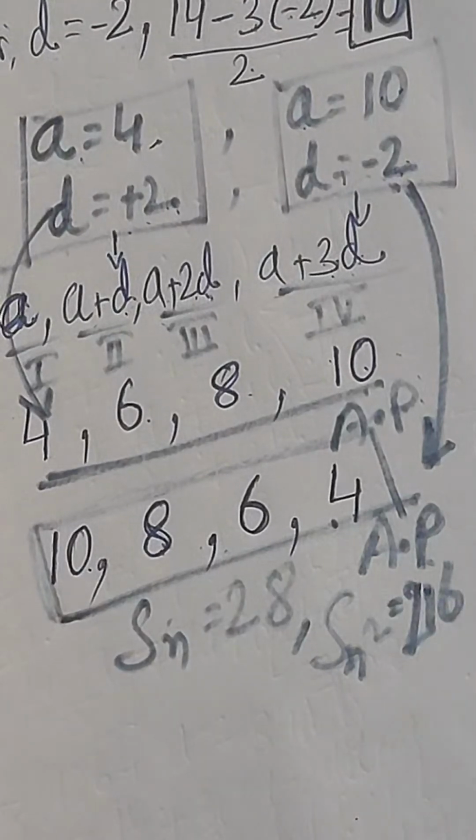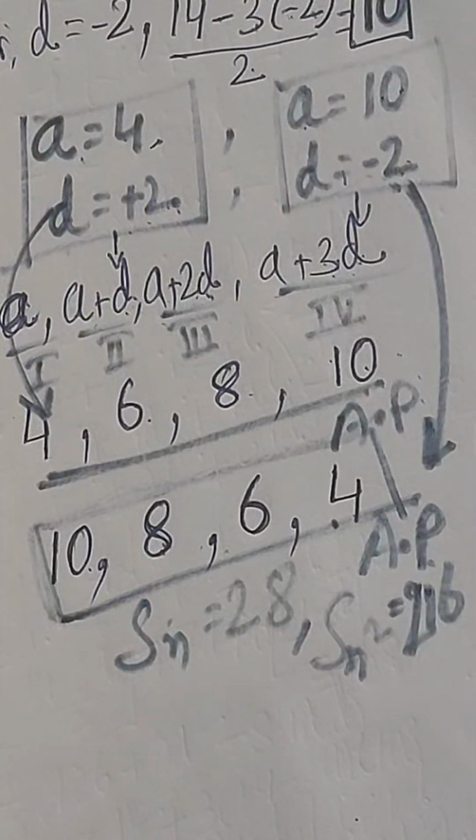This was given to you. Okay, so students, in this way we have solved this question. And let me quickly have a recap, as every class I do. The question was: find four numbers in AP whose sum is 28 and the sum of whose squares is 216.